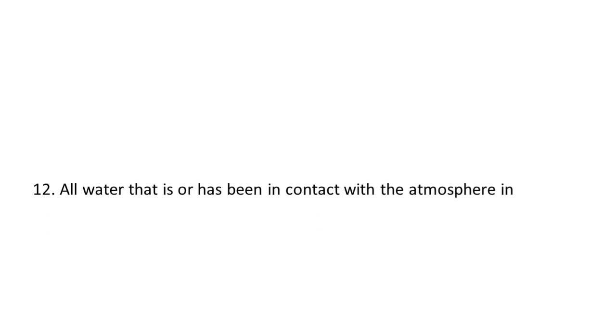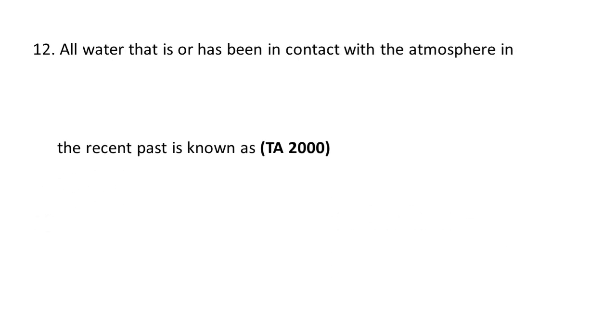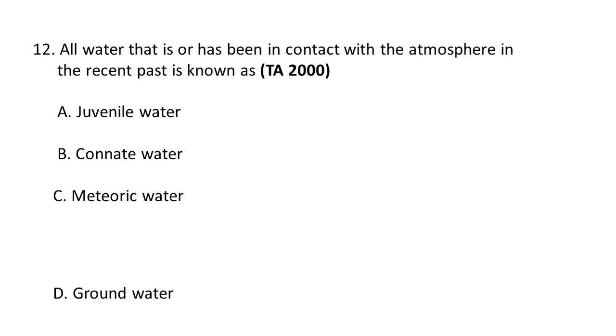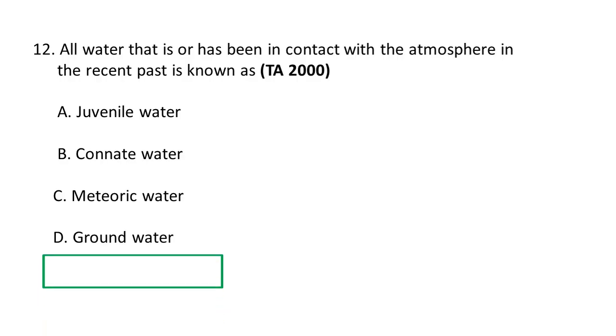Next question. All water that is or has been in contact with the atmosphere in the recent past is known as A. Juvenile water, B. Connate water, C. Meteoric water and D. Groundwater. So the correct option is C.